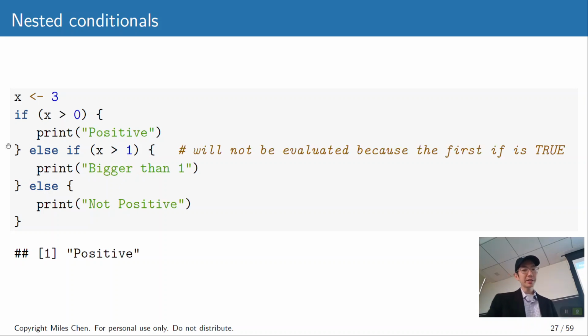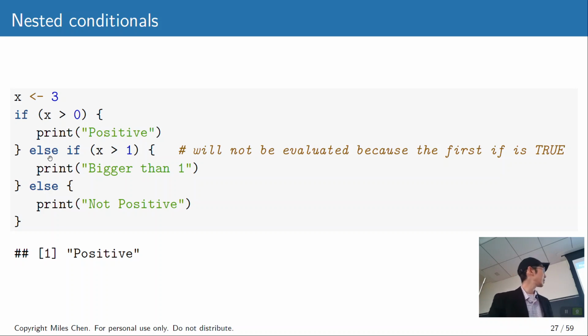Here I have x is 3, and here I say if x is greater than 0, print positive. Well, this is true, so it executes this code, and it prints out positive, and then it's done, okay? Once it hits a true statement, it kicks out of the entire if conditions, right? Once it goes down this path, it's done.